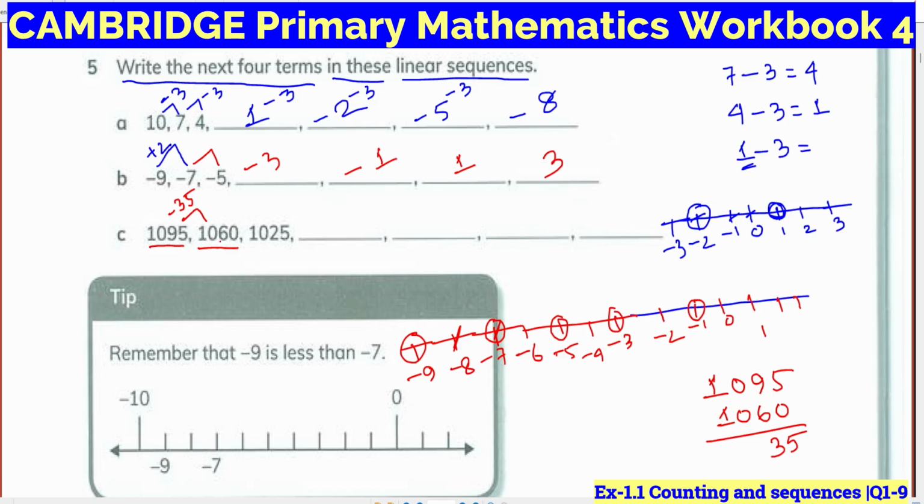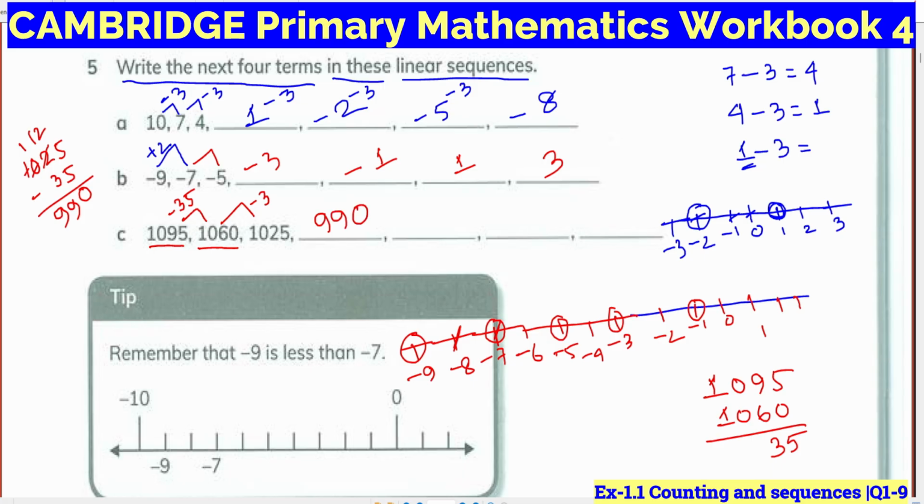195 minus 35 is 160. Minus 35, it's 125. Then 1025 minus 35. So 5 minus 5 is 0. The 2 becomes 12. 12 minus 3 is 9. So this 0 we will carry from here is a 1. So 1 means this one is 100, and 100 we have already given 10, so here it should be 90. So here is a 9. So here is 990.